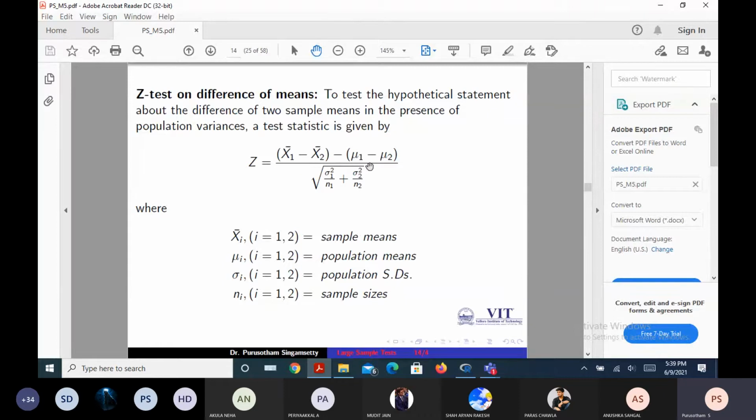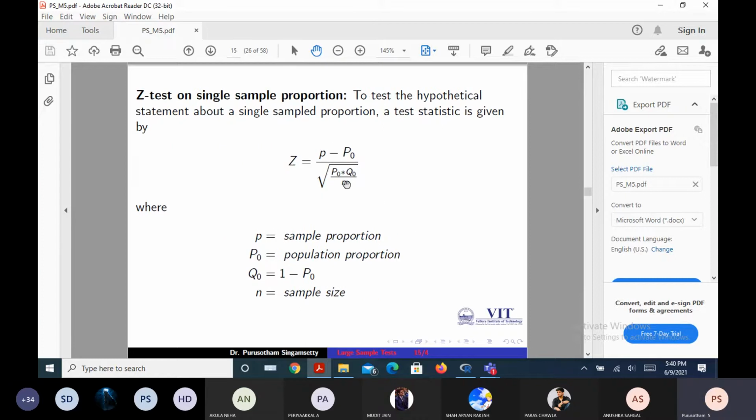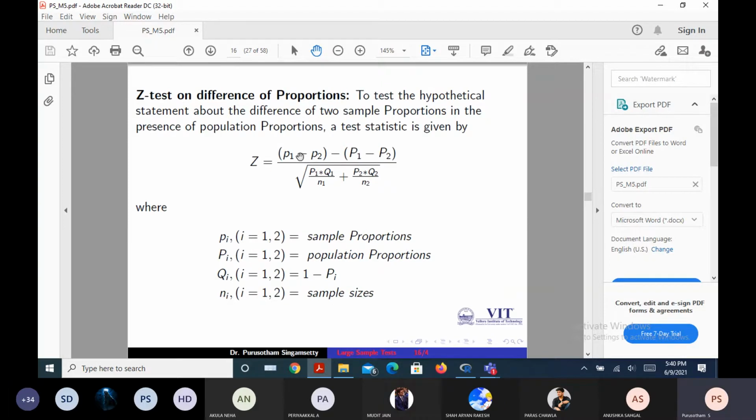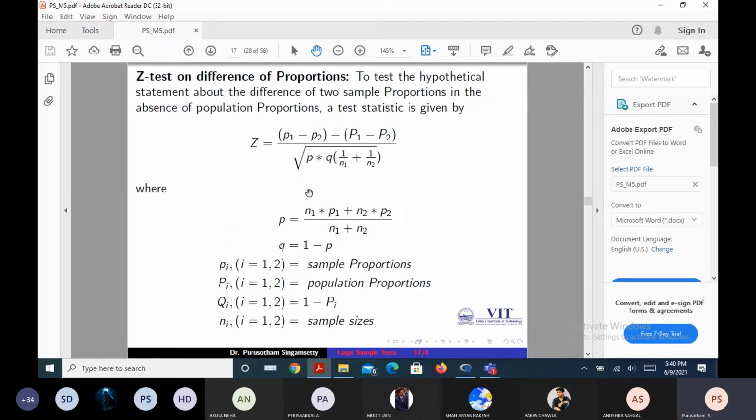X1 bar minus x2 bar minus mu1 minus mu2 divided by under root sigma 1 square by n1 plus sigma 2 square by n2. This we are going to use to test the single sample proportion, little p minus p naught divided by under root p naught q naught by n. And this we are going to use to test the difference of proportions in the presence of population proportions, and in the absence of population proportions we are going to use this formula. You already noted these down, and this material is already available to you.